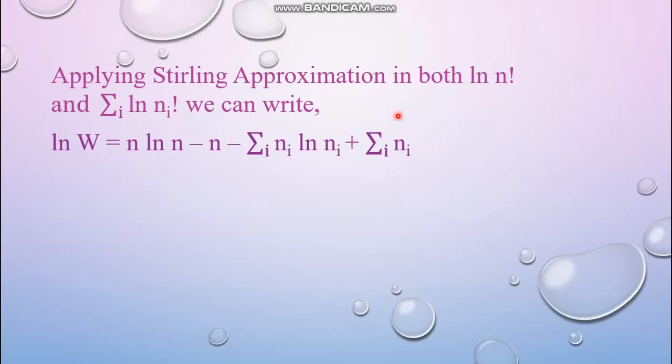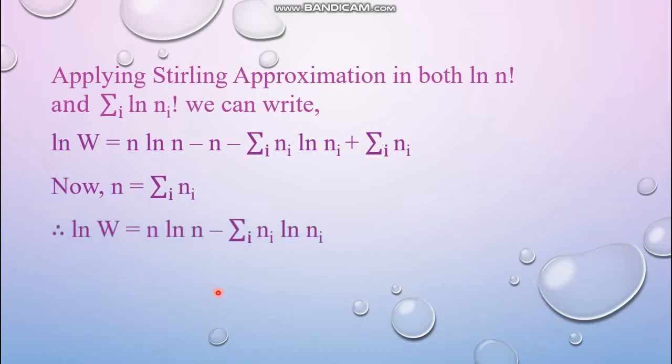Now the question is, what about this? It has been written that this is nothing but N, the total number of particles, and here also we have another N. This is minus N, this is plus N, so these two would cancel each other. This is written here, N equals sum over i of n_i, and it would cancel. So the two terms left are N ln N minus sum over i of n_i ln n_i.